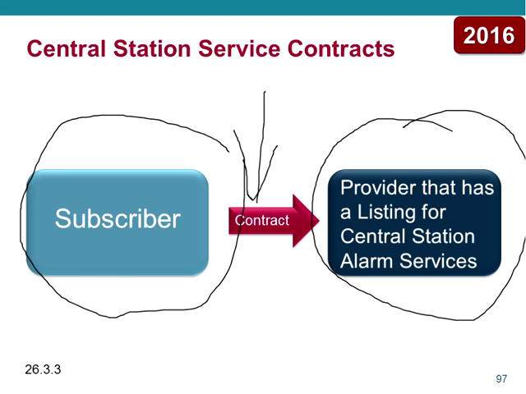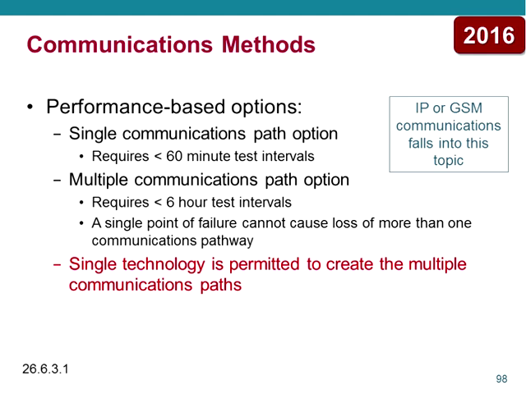So just need to make sure that we understand that. There was, under this section in the previous edition, about 4 or 5 different methods of providing central station service contracts. Now it's down to just this. It says you have to have a listing for central station alarm services. So it could be a listed central station, or it could be a listed local alarm service company, but the key word is listed.